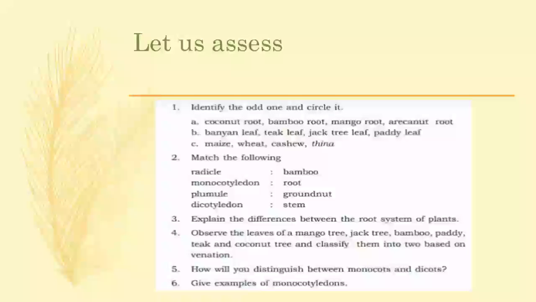Let us assess. Identify the odd one and circle it. A: coconut root, bamboo root, mango root, arecanut root. B: banyan leaf, teak leaf, jack tree leaf, paddy leaf. C: maize, wheat, cashew, thinna. Match the following: radicle, bamboo, monocotyledon root, plumule, groundnut, dicotyledon stem.